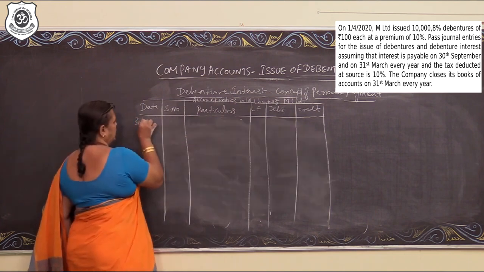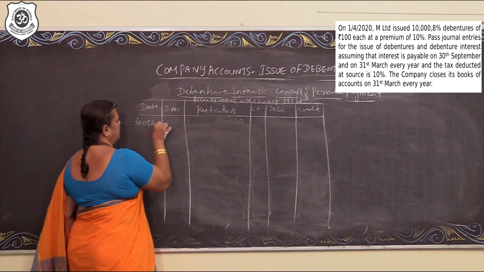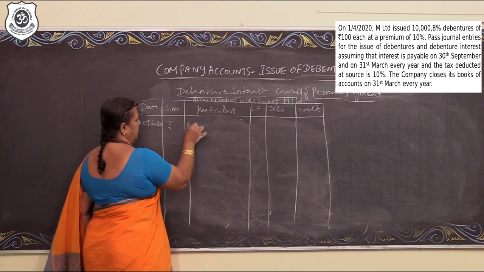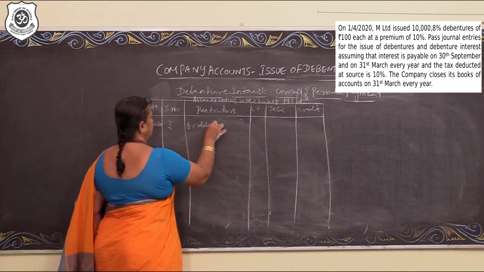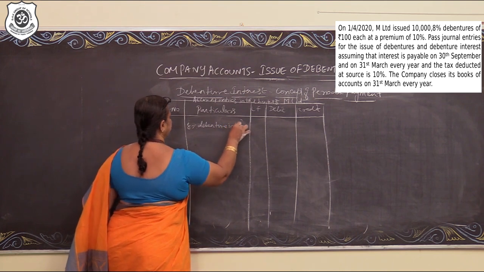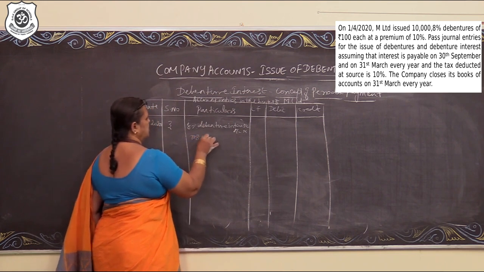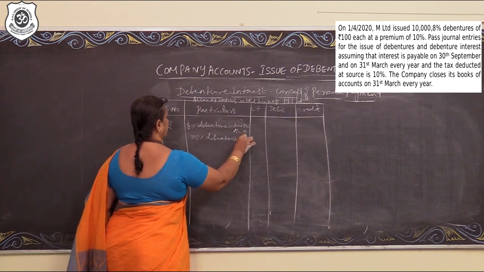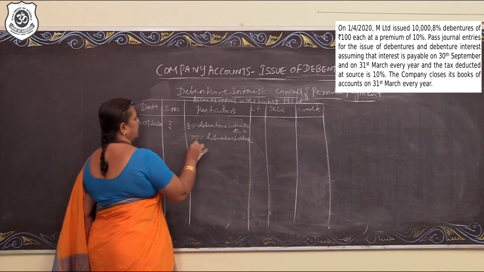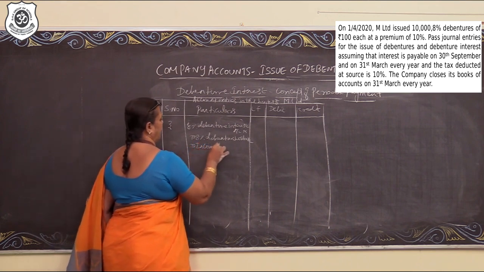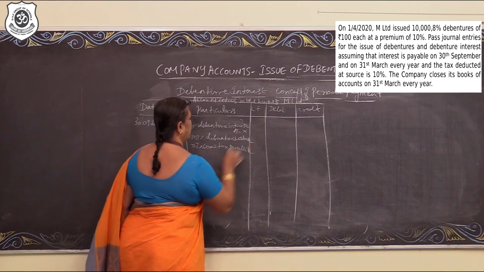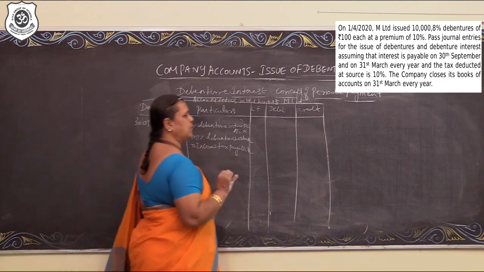So on 30/09/2020, serial number 3, making the interest due, the rate of interest is 8%. So 8% debenture interest account debit to 8% debenture holders account to income tax payable account. Now do it as a working note.